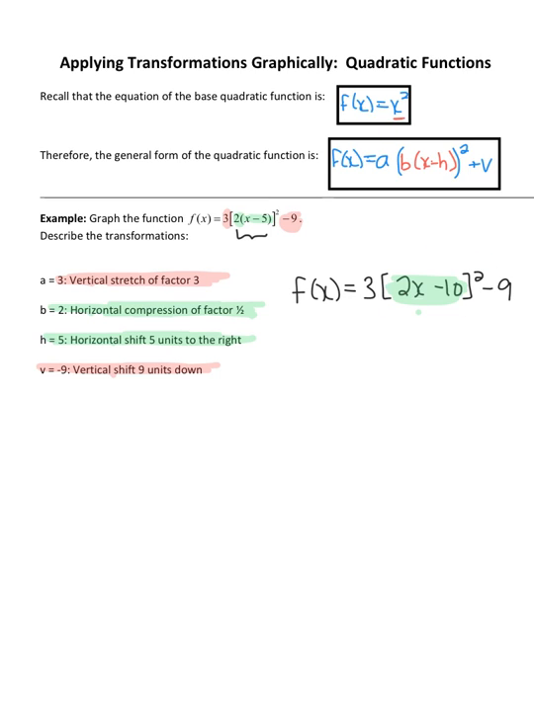You would get 3 of them correct. You get the a value of 3 still, the v value of negative 9, and the b value of 2. However, if you did not factor this, you would have said that the h value is positive 10. Really, the h value is positive 5. So you must remember that inside here, the brackets, it needs to be factored.